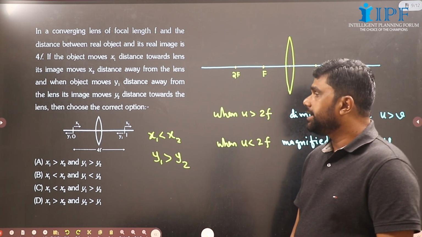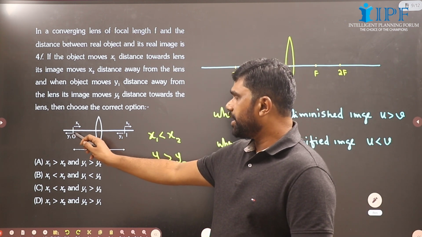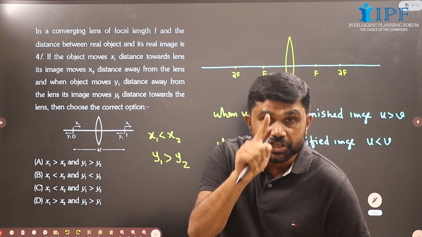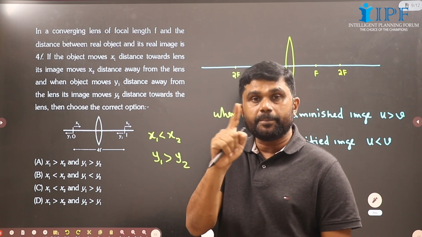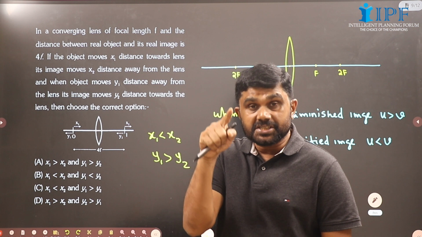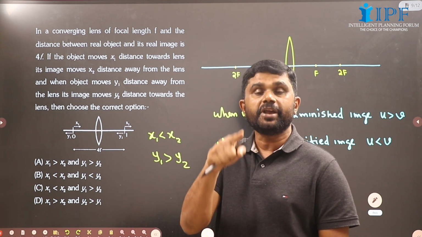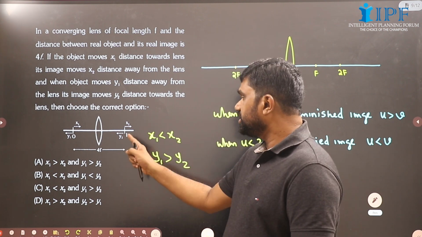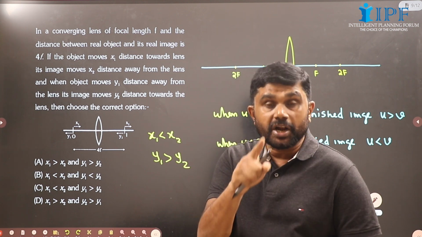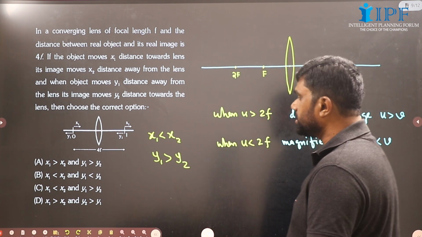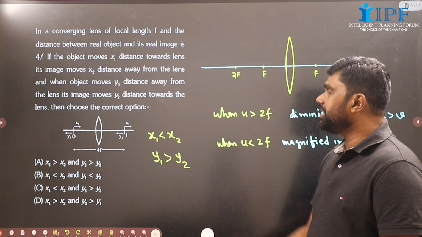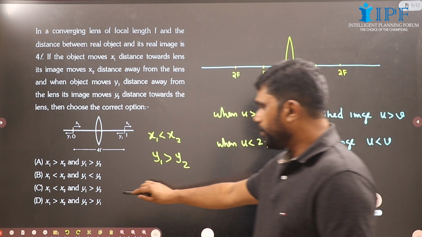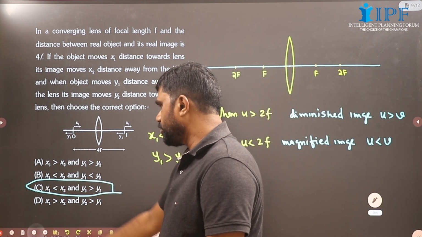Okay, now see, this y1 object is moved away from the lens, which means it will go to a position beyond 2f. Then the image will be between f and 2f. So image distance is smaller than object distance. So the image will be diminished. So this distance y2 will be smaller than y1, or let us say y1 greater than y2. So x1 less than x2, y1 greater than y2 means this must be the correct choice.